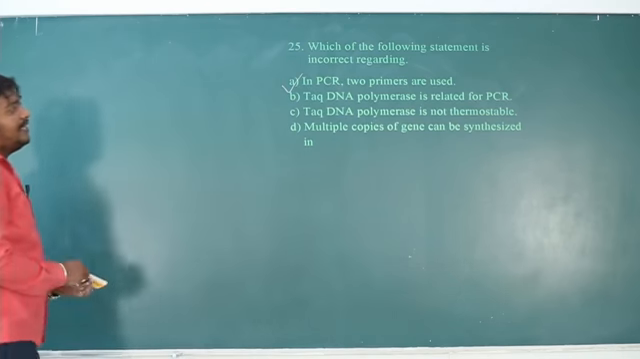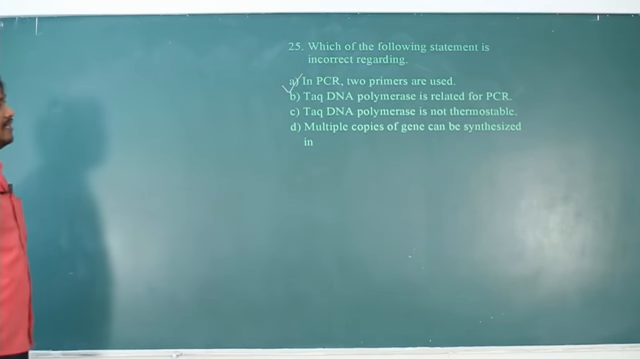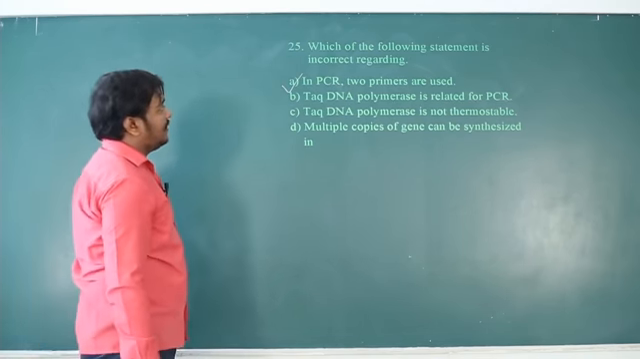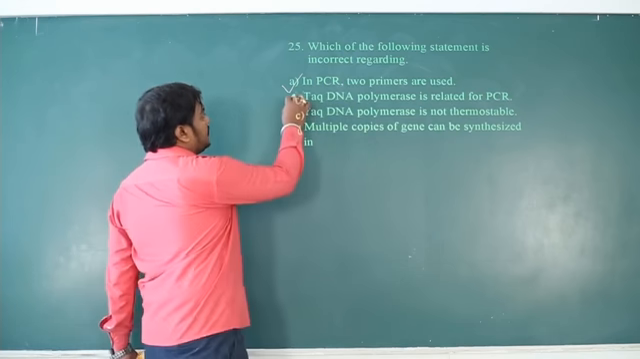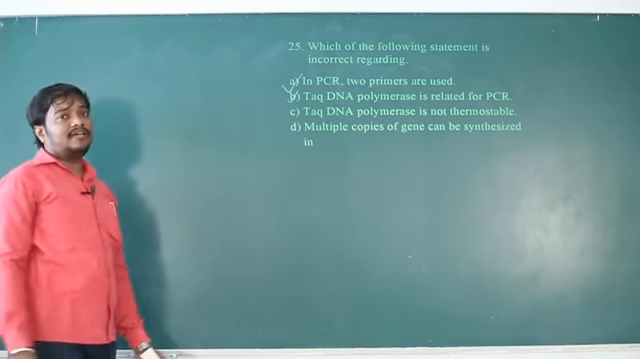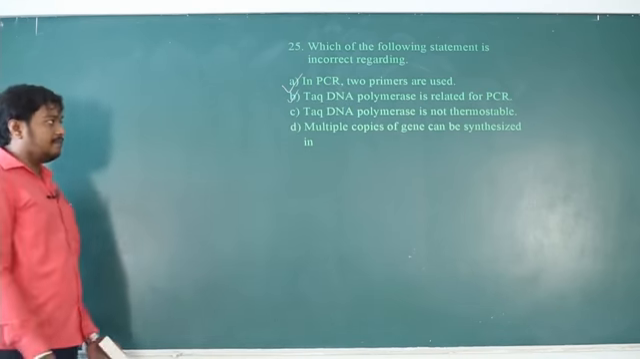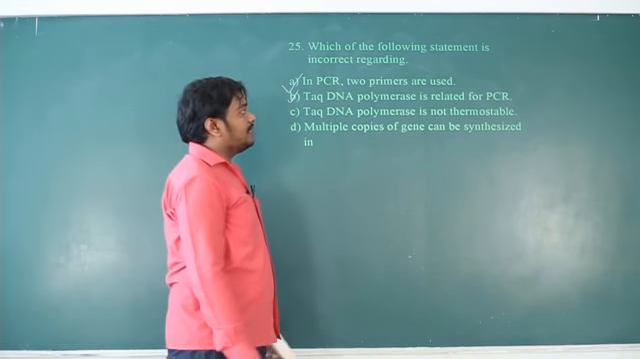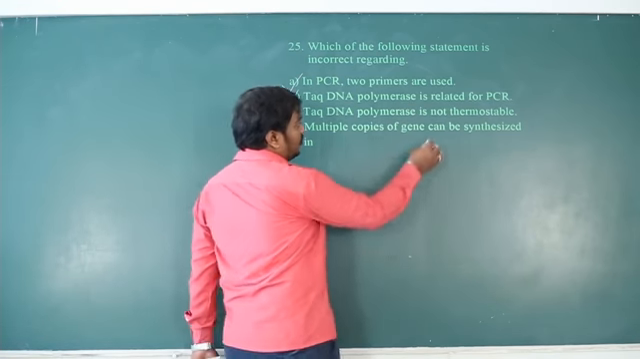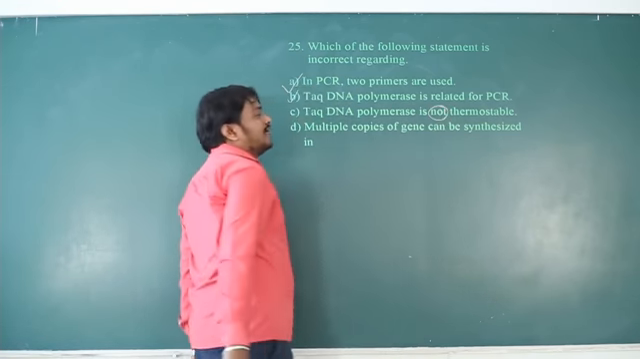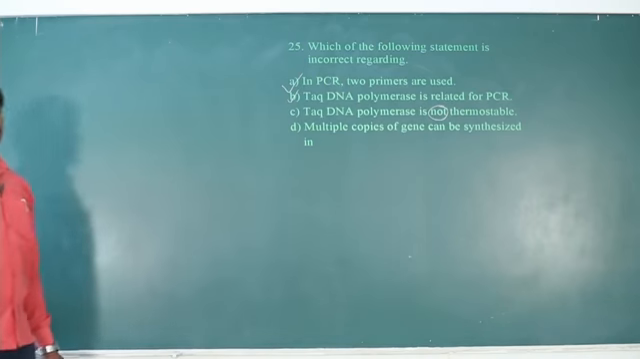So Taq DNA polymerase is related to PCR. Okay, Taq polymerase enzyme is used in PCR to multiply the DNA, amplify the DNA. Taq DNA polymerase is not thermostable. No, it should be thermostable. It should have the ability to tolerate that high temperature.